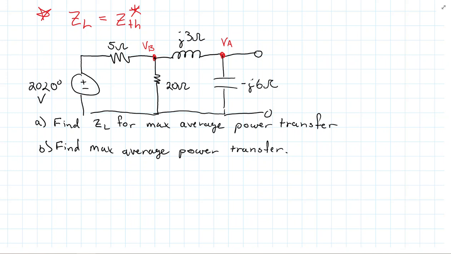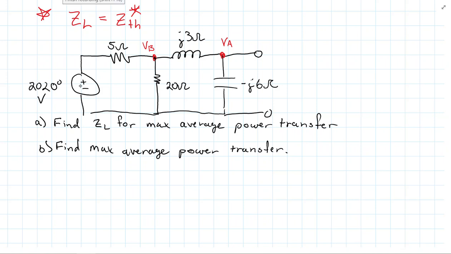Okay, so we're going to look at a more detailed example about doing max power transfer. Remember, on the previous lesson we learned that max power transfer occurs when the load impedance is equal to the conjugate of the Thevenin.